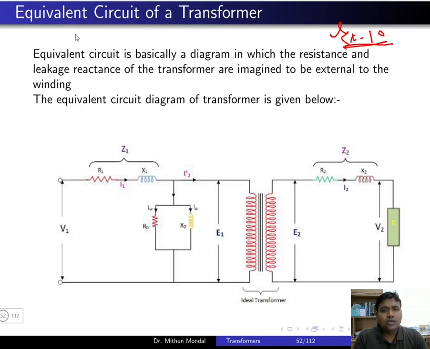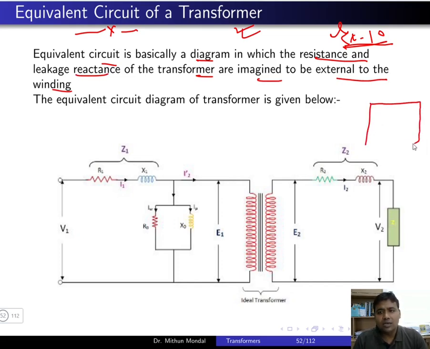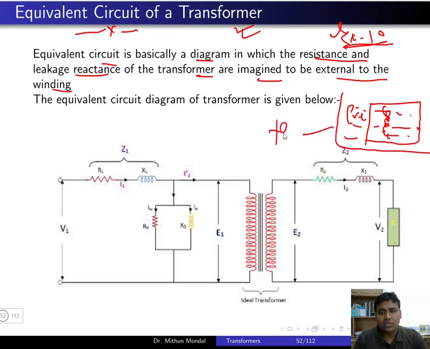So why is the equivalent circuit necessary for any particular transformer? The equivalent circuit is basically a diagram in which the resistance and leakage reactance of the transformer are imagined to be external to the winding. So basically what is happening, if you see, this is the core of the transformer, right? And you have the winding, and the total winding is submerged in the tank of the transformer. So this is the outer tank of the transformer.